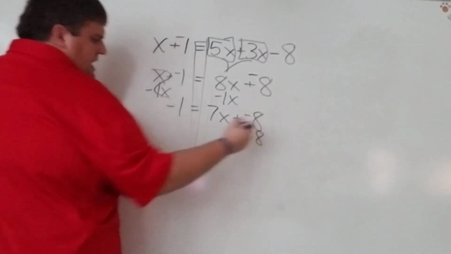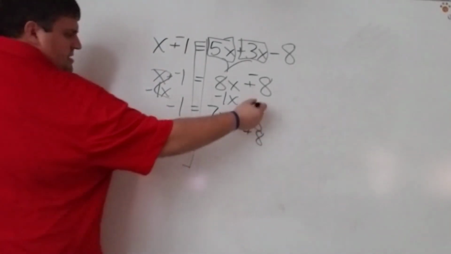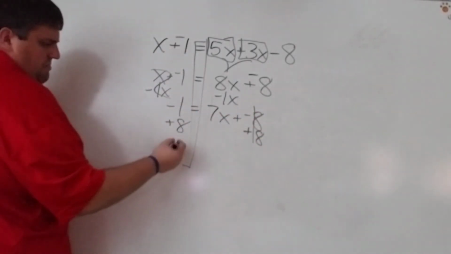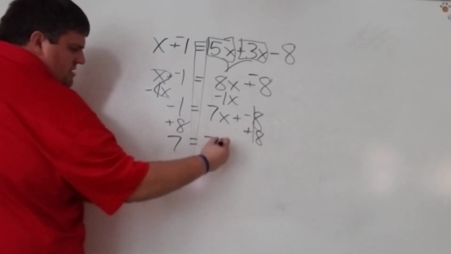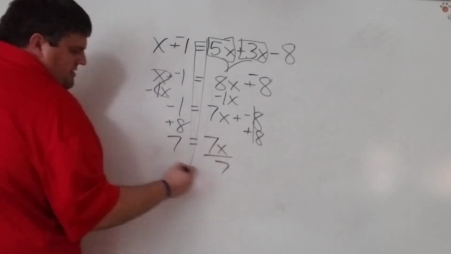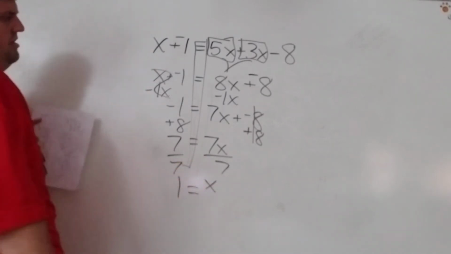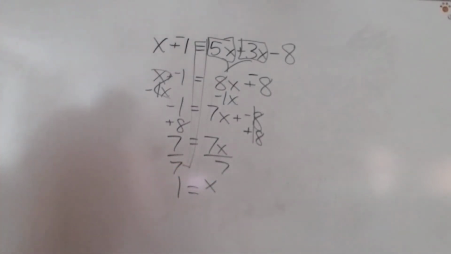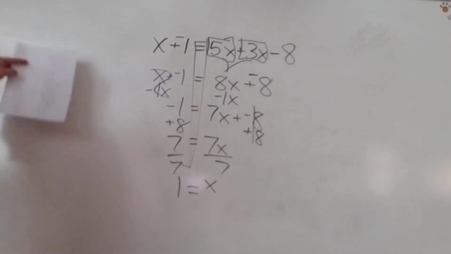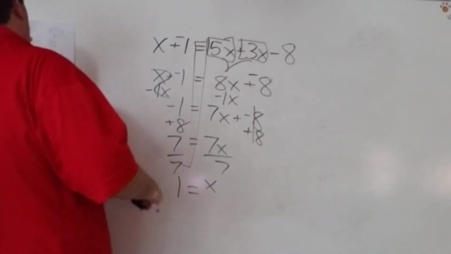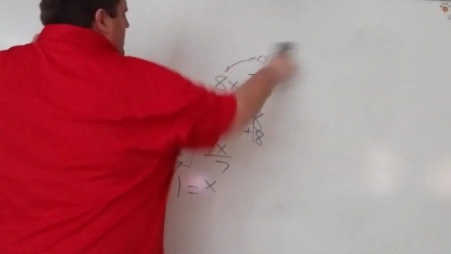And then I'm going to add 8 to both sides. So negative 1 plus 8 is 7. And then I divide by 7. And x equals just 1. That was a pretty good one. Everything except for distributive property. All right, number 14.